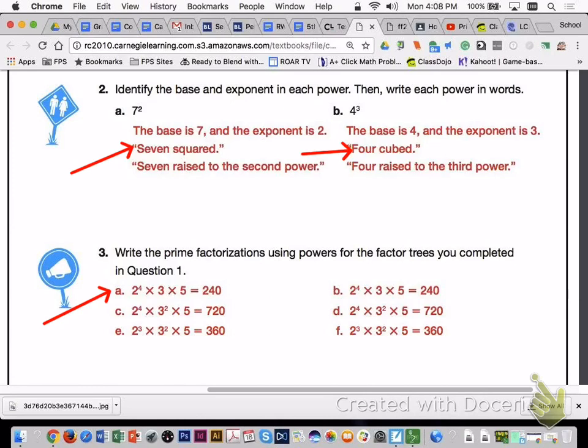For number 3, letter A, your prime factorization using powers should be 2 to the 4th times 3 times 5. For letter C, 2 to the 4th times 3 squared times 5, and for letter E, 2 cubed times 3 squared times 5.